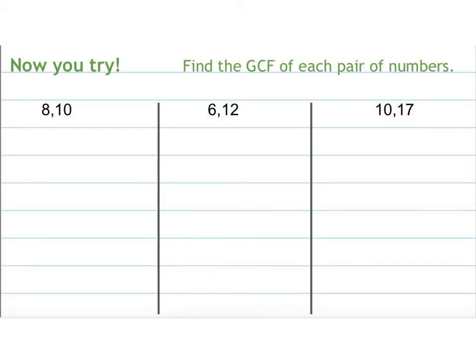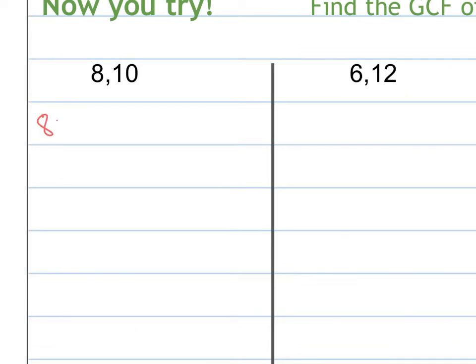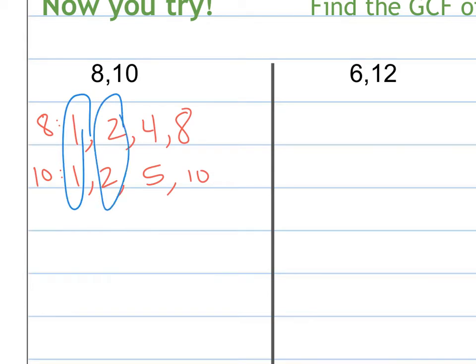So for the first one, 8 and 10, I'm going to list out the factors. So the numbers that multiply together to make 8. Well, 1 and 8, and 2 and 4. For 10, 1 and 10, 2 and 5. So looking at that, the factors that they share and have in common are 1 and 2, the biggest number being 2. So the greatest common factor for 8 and 10 is 2.